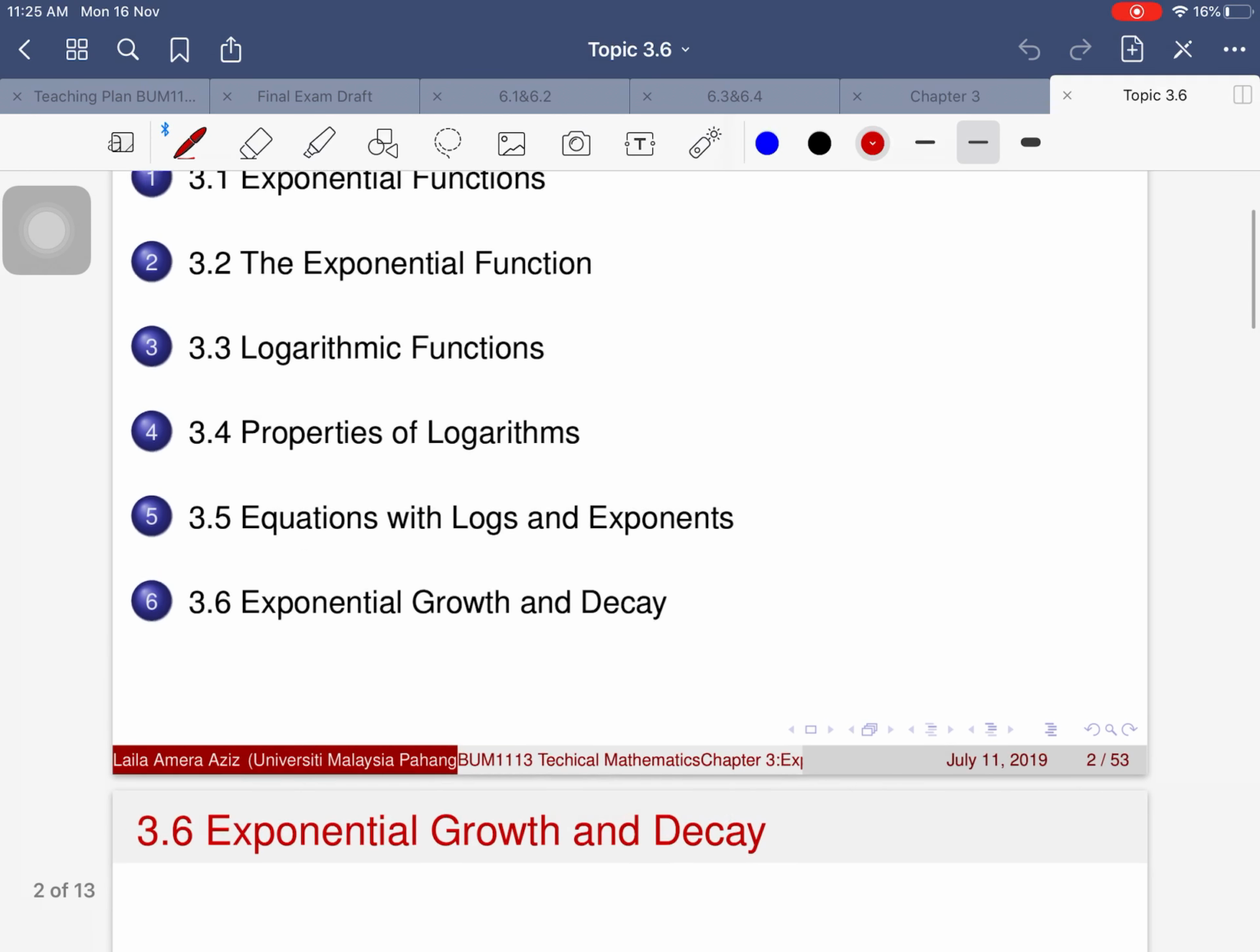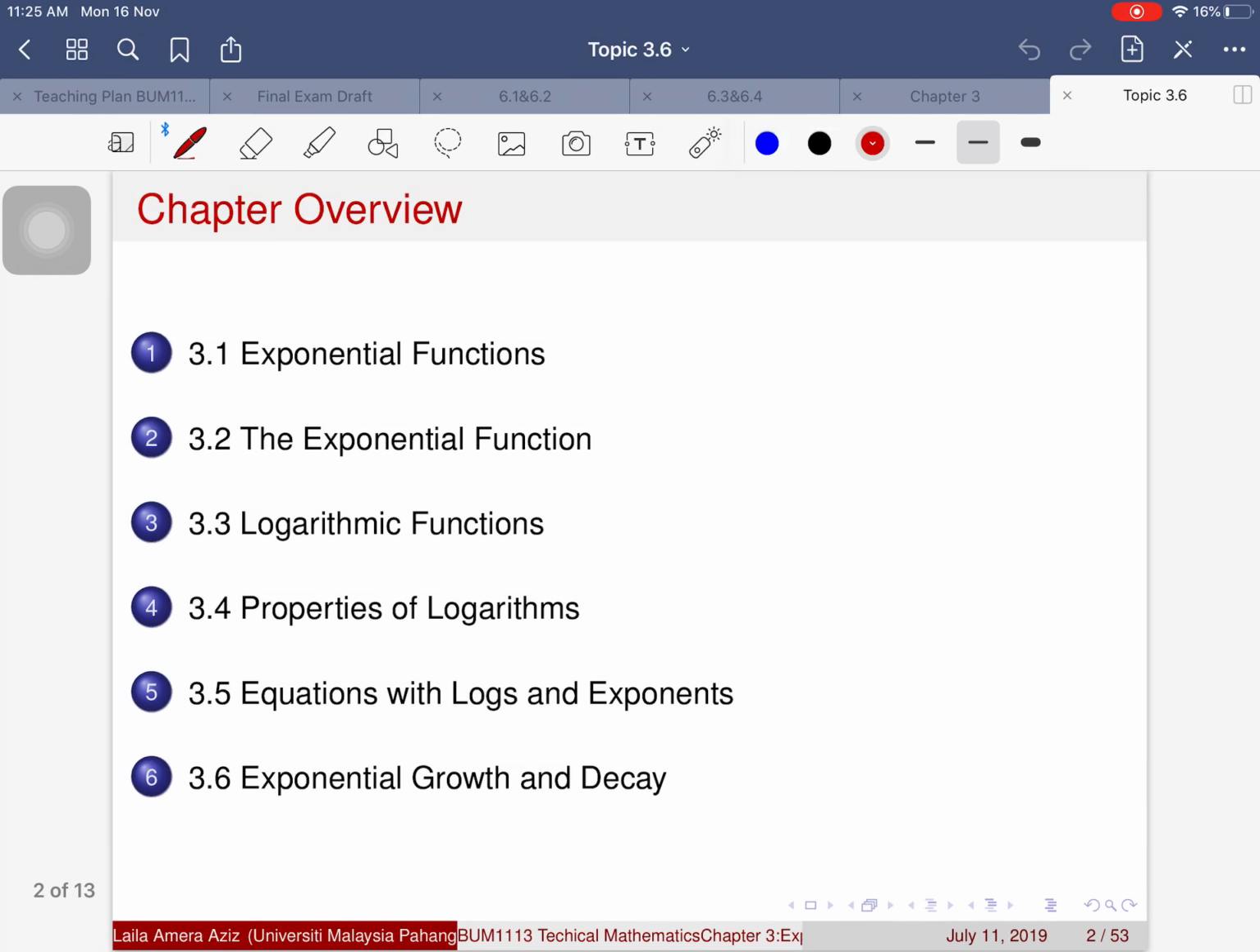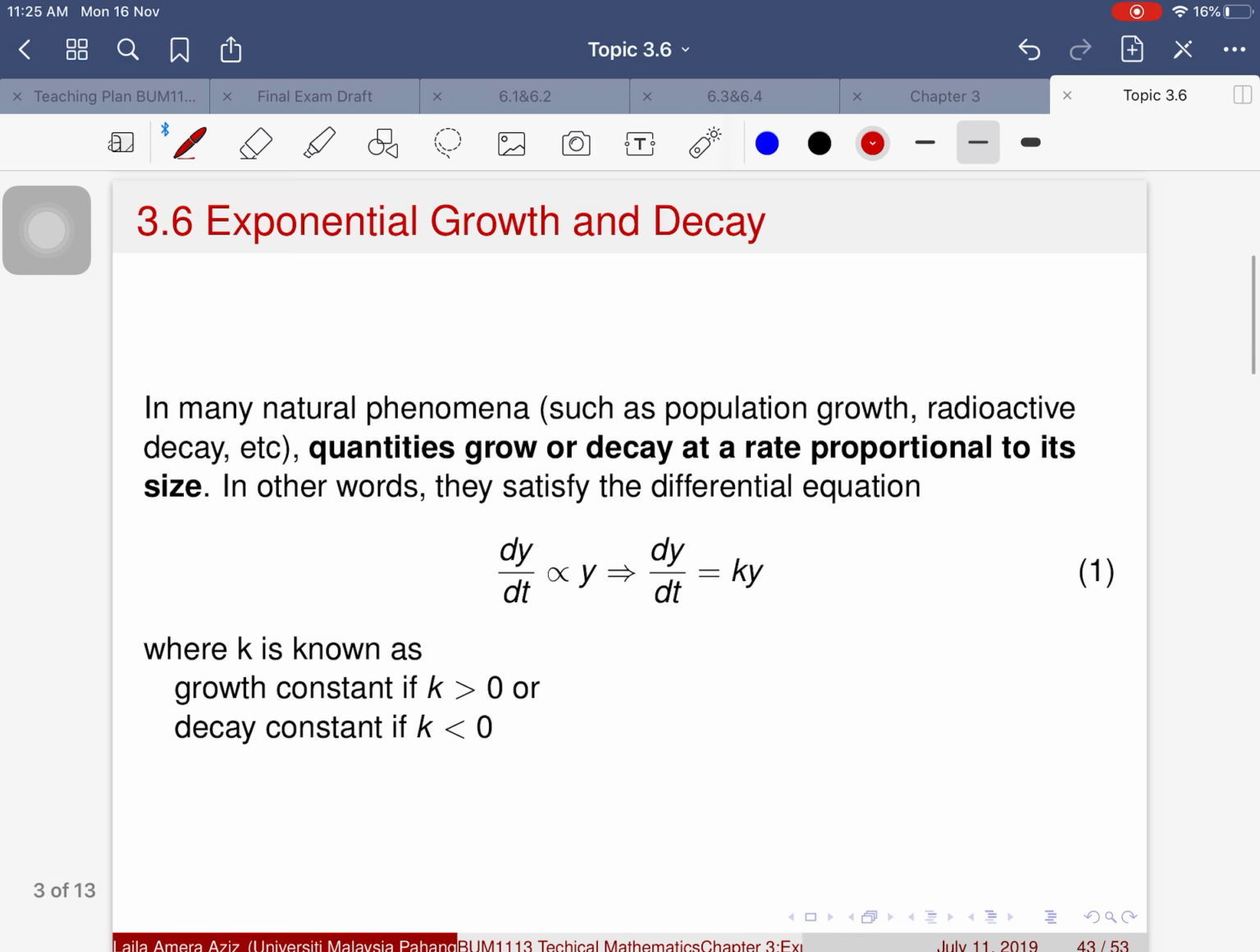Right, so in this video, we are going to discuss the last subtopic for chapter 3, which is 3.6 exponential growth and decay. So previously we have discussed 3.1, 3.2, 3.3, 3.4, 3.5, and today we're going to incorporate every single thing that we have discussed before and use the concept in order to discuss topic 3.6.